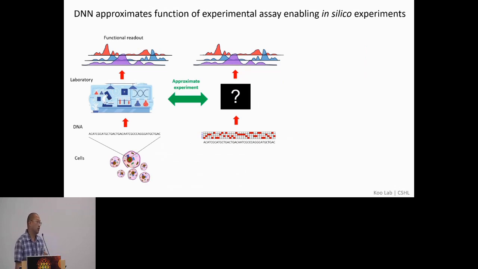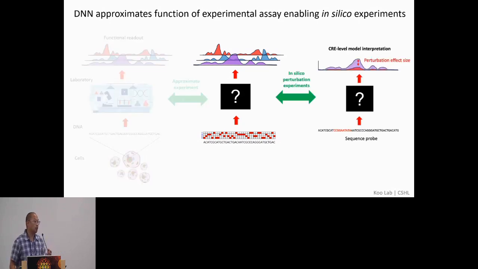From a function approximation standpoint, when training a deep neural network on functional genomic assays, we're essentially training it to learn the underlying function of that experimental assay. And so we can then use a trained model as a surrogate for that experiment, or as an experimental simulator, where we can make hypothetical or counterfactual measurements for new sequences that the model hasn't seen during training.